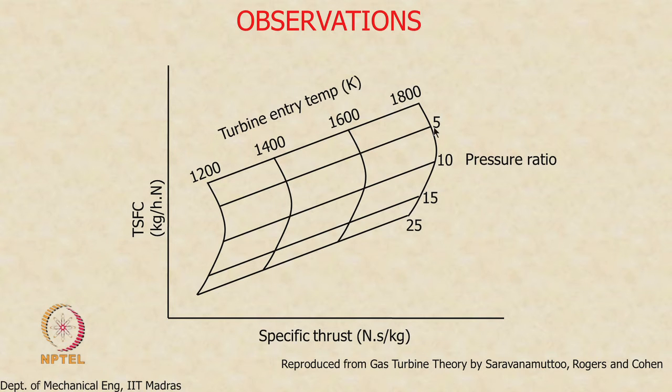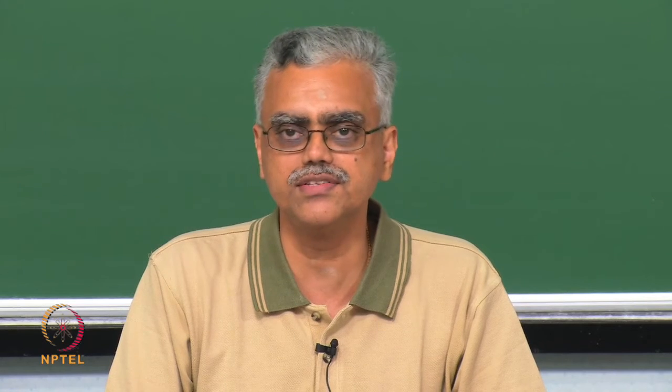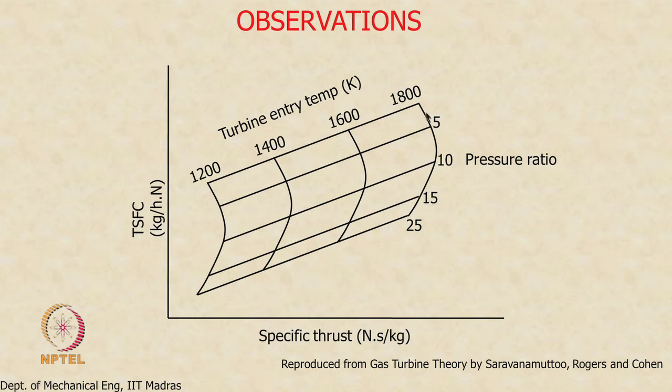So, this is the effect of these parameters on the cycle performance, and you can see now from this graph why there is a continuous push to increase the turbine entry temperature and a continuous push to increase the pressure ratio. Now we are operating at pressure ratios around 40 or so. So, there is a continuous push to increase this and a continuous push to increase this also.